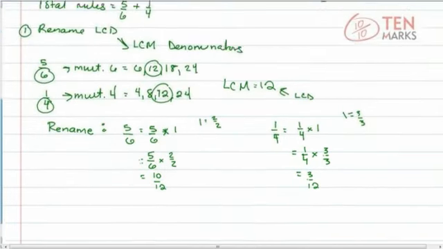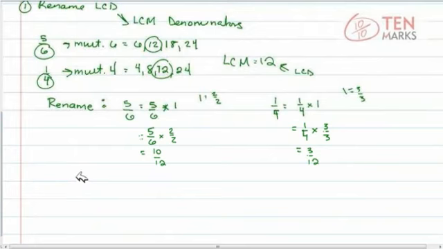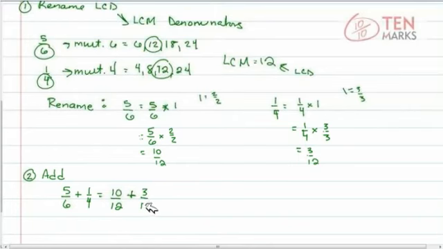Now that we have renamed with our least common denominator, our second step is to add. All right? So we're going to add the numerators, and then we're going to retain the denominators. Okay? So our original problem was 5/6 plus 1/4. And now that we renamed them, 5/6 is 10/12, and we're going to be adding the rename of 1/4, which is 3/12. Okay, so now we're adding 10/12 plus 3/12.